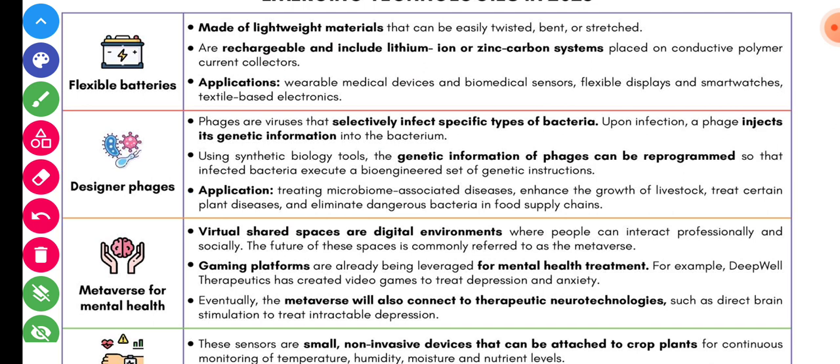Phages are viruses that selectively infect specific types of bacteria. Upon infection, a phage injects its genetic information into the bacterium, and using synthetic biology tools, the genetic information of phages can be reprogrammed so that infected bacteria execute a bioengineered set of genetic instructions. And what are the applications of designer phages? Treating microbiome-associated diseases, enhancing the growth of livestock, treating certain plant diseases, and eliminating dangerous bacteria in food supply chains.